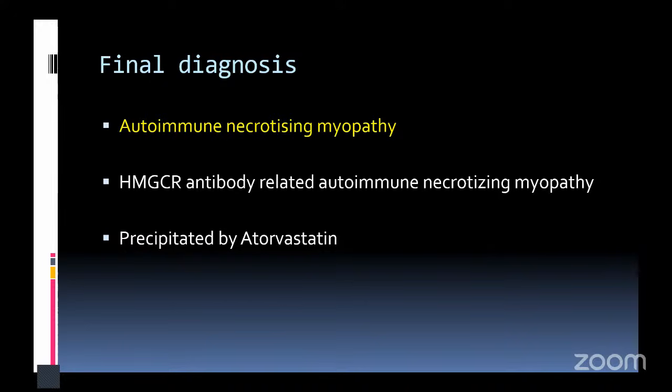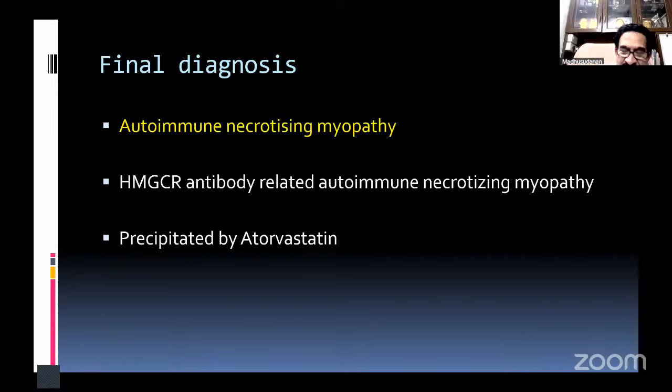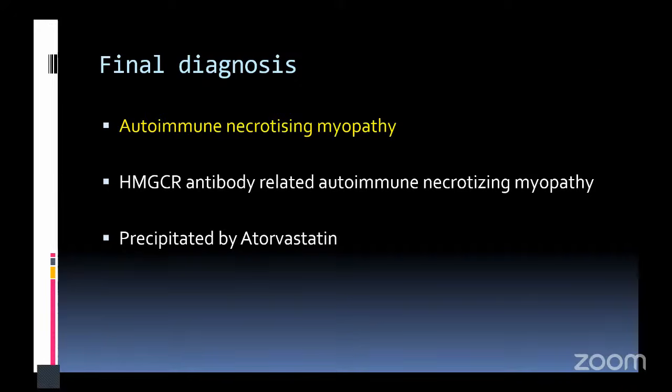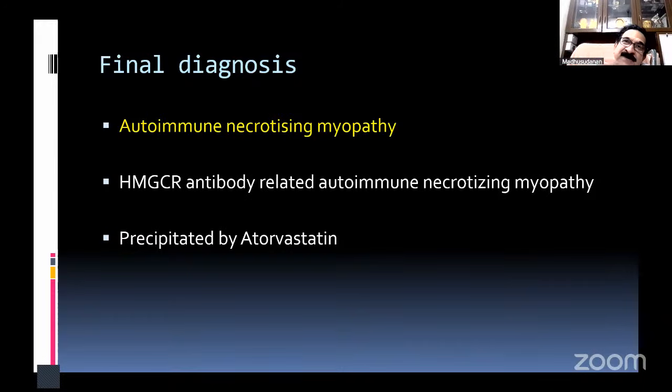Where was this antibody done? Frankly speaking, the diagnosis was made by the pathologist. I sent the muscle biopsy to a pathologist, Sriyatra. She called me and said this is showing more necrotizing than inflammation. Was the atorvastatin there? Then atorvastatin was stopped. Then she said, why don't you send for HMG-CR? That's the thing you have to rule out. That's why I sent it.